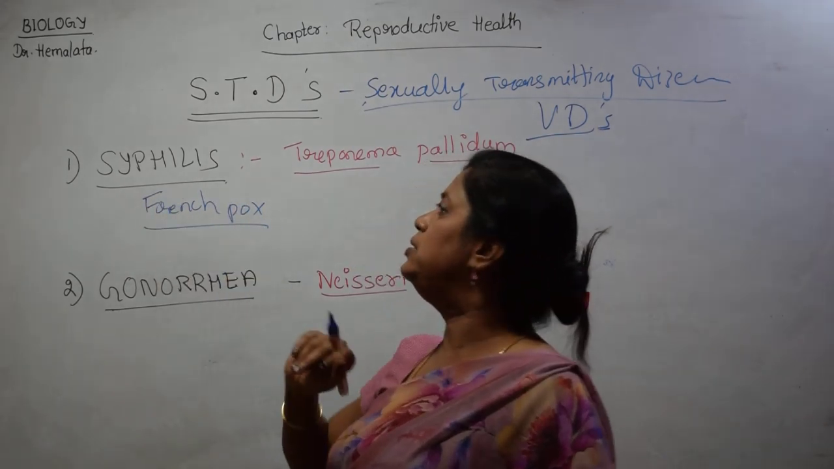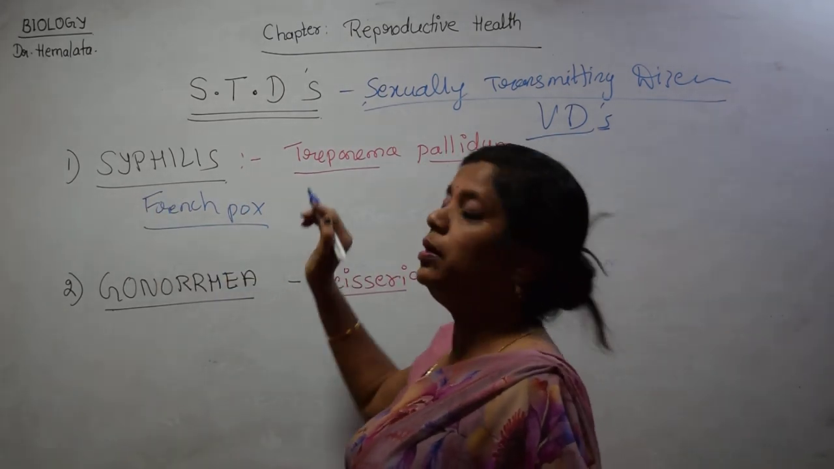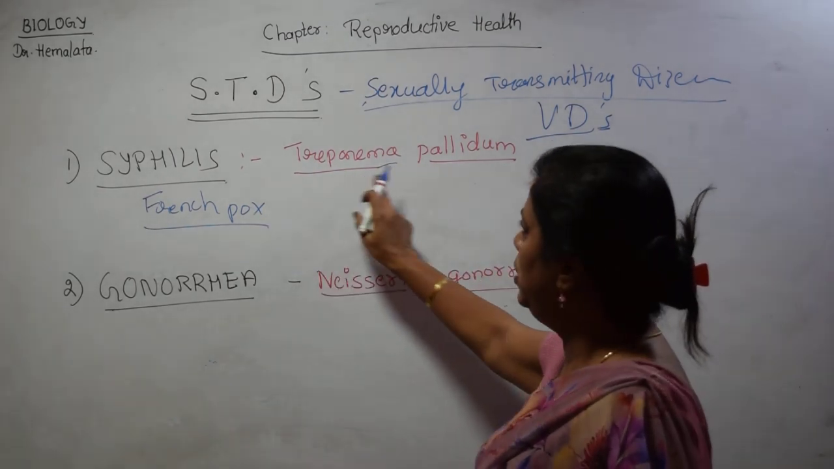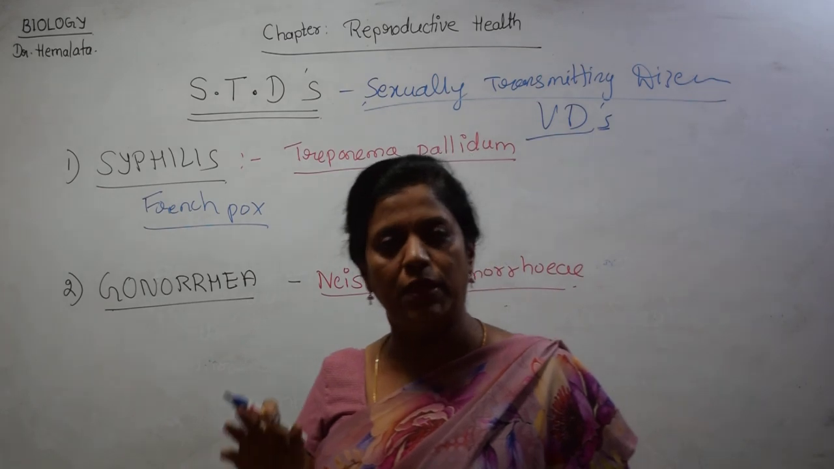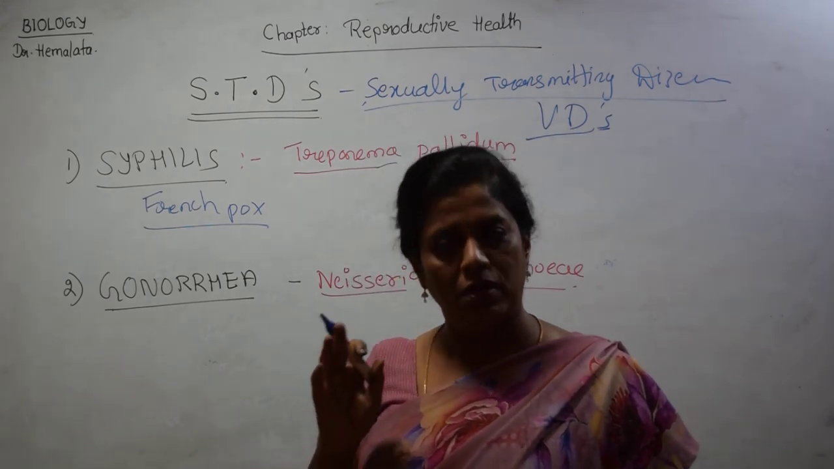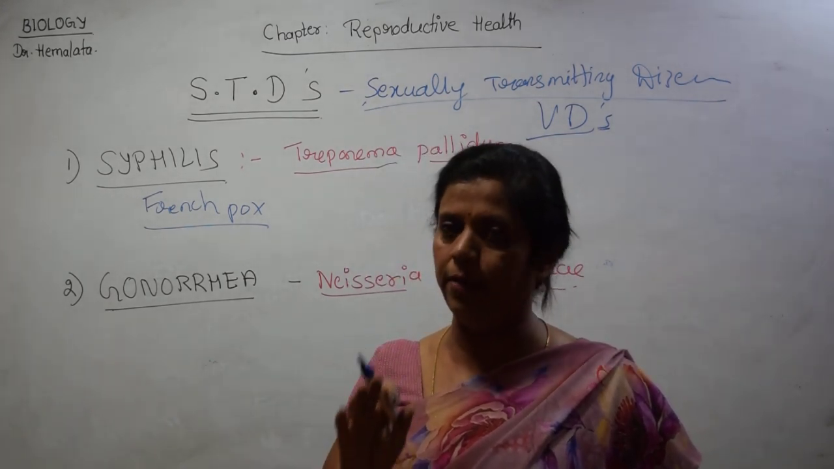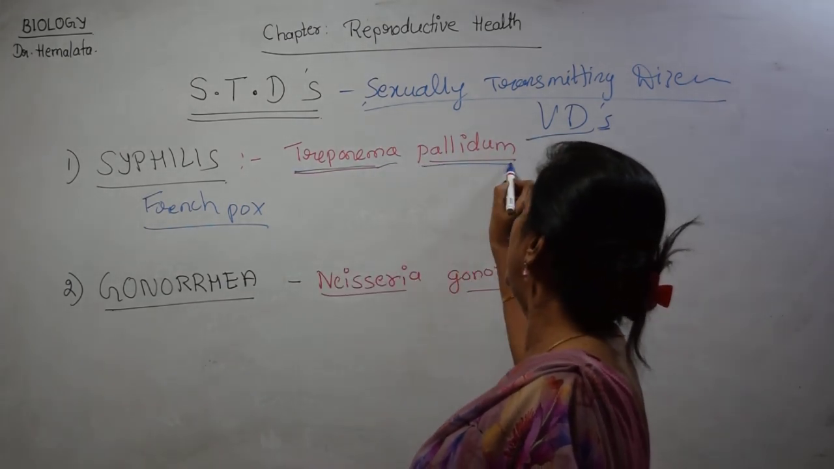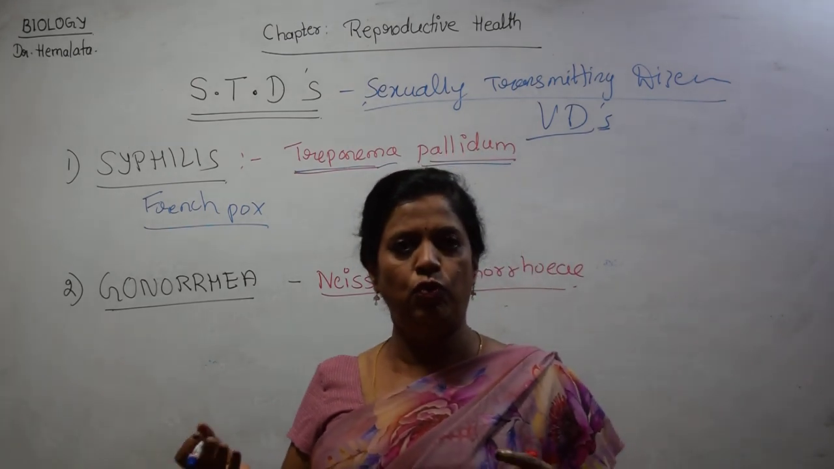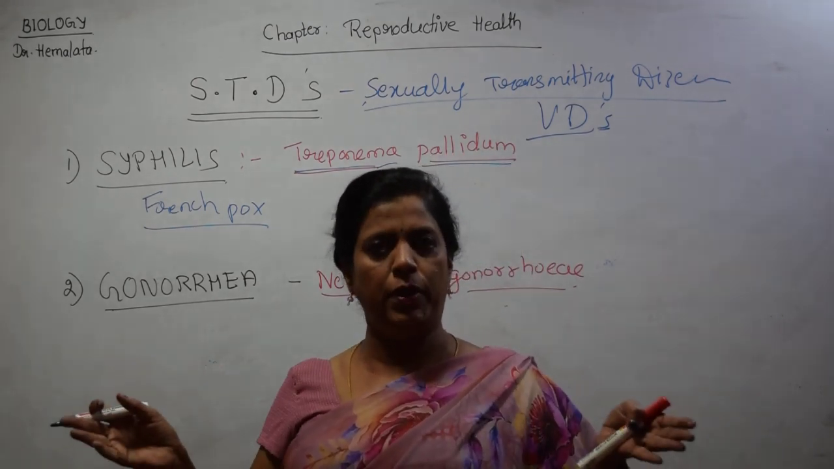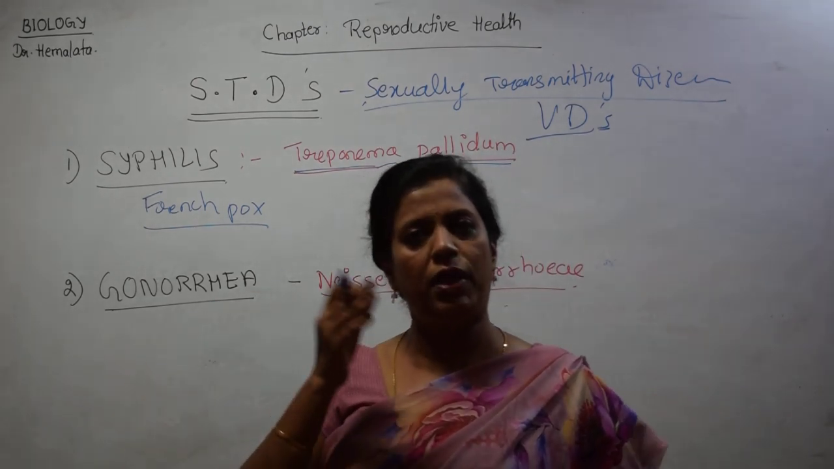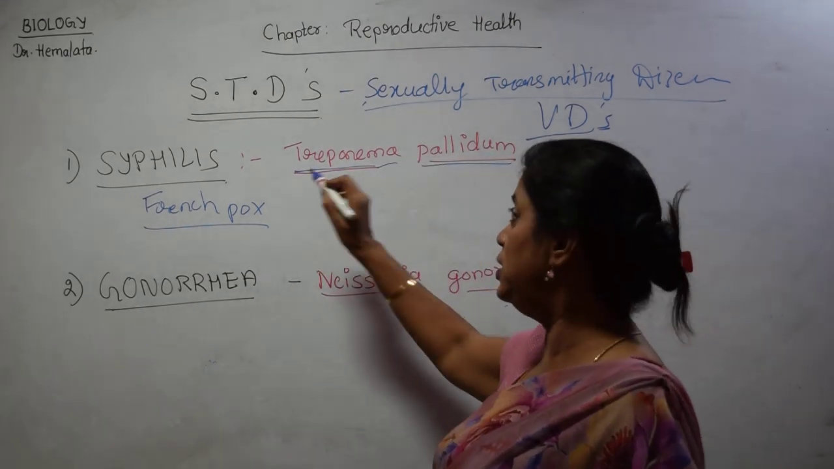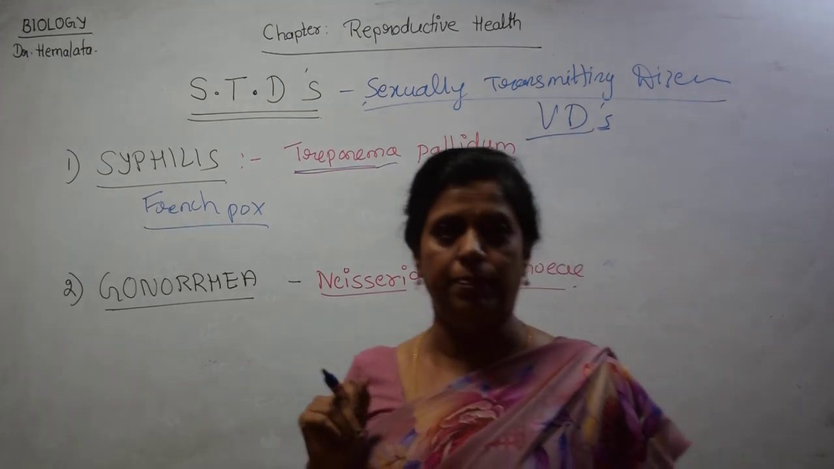This disease is caused by the bacteria called Treponema pallidum. This name will be asked. Treponema pallidum is the causal organism, the bacteria that causes syphilis. Understand this name by heart, and you have to label and underline them separately, because it is the rule of binomial nomenclature. Genus is Treponema, species is pallidum, right?